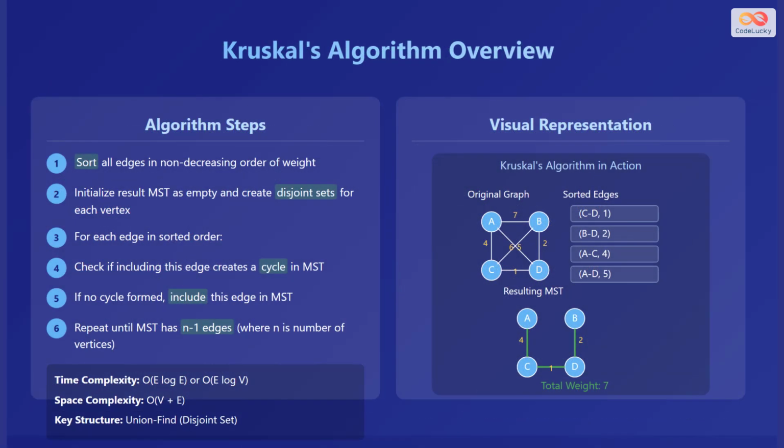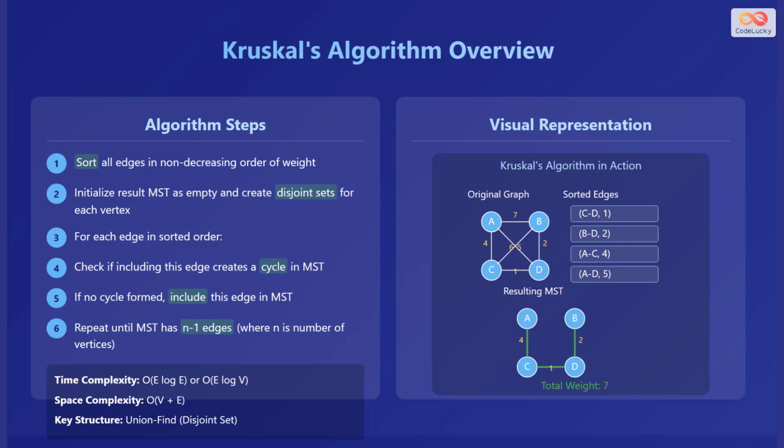Kruskal's algorithm is a popular method for finding the minimum spanning tree of a graph. The basic steps involved are as follows. First, sort all edges in non-decreasing order of their weights. Next, initialize the result MST as empty, and create disjoint sets for each vertex. Then, for each edge in the sorted order, check if including this edge creates a cycle in the MST. If no cycle is formed, include the edge in the MST. Repeat this process until the MST has n-1 edges, where n is the number of vertices.